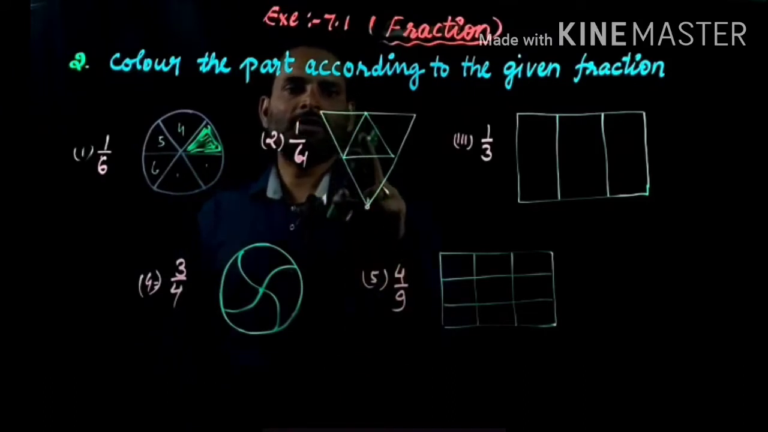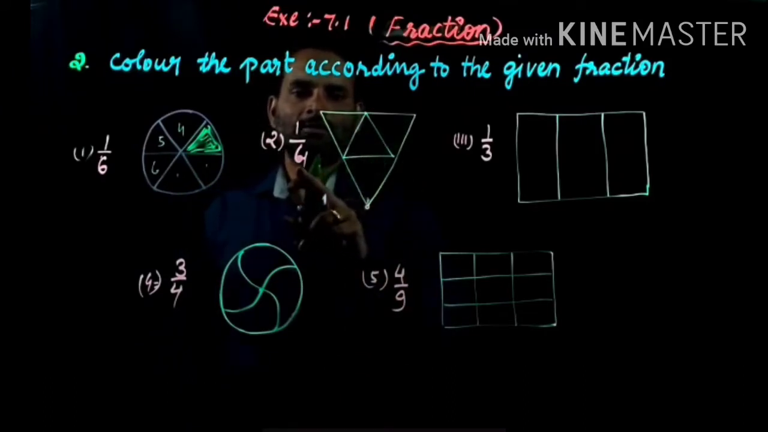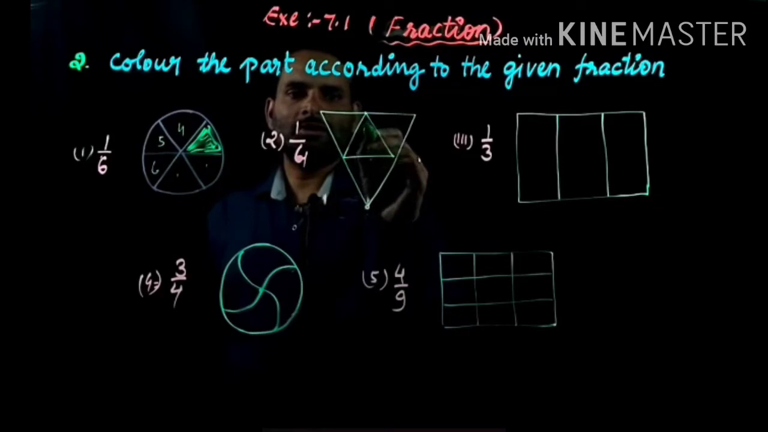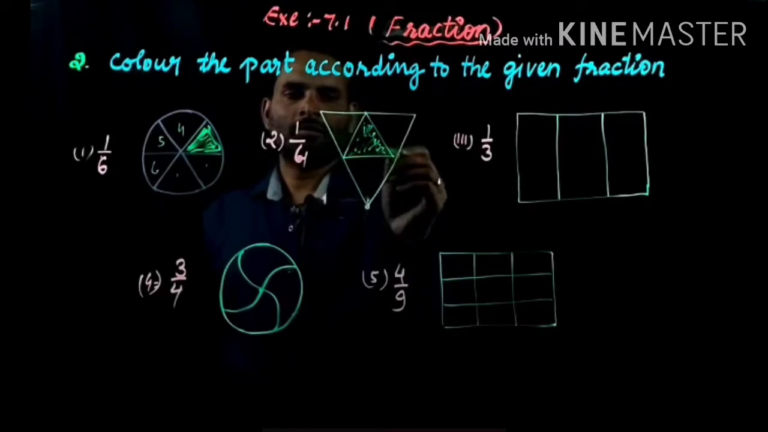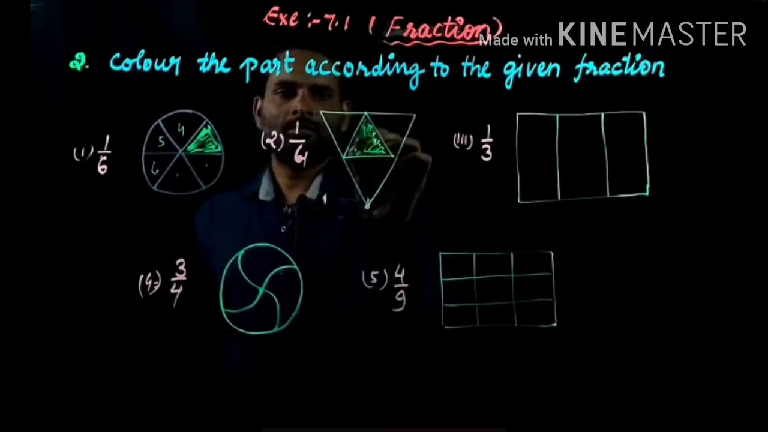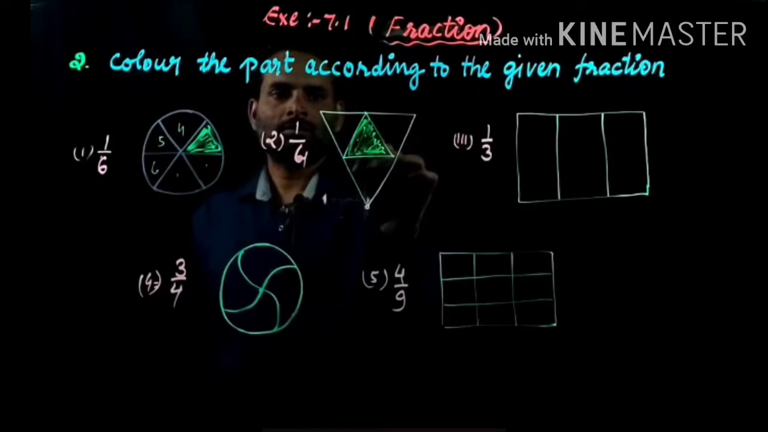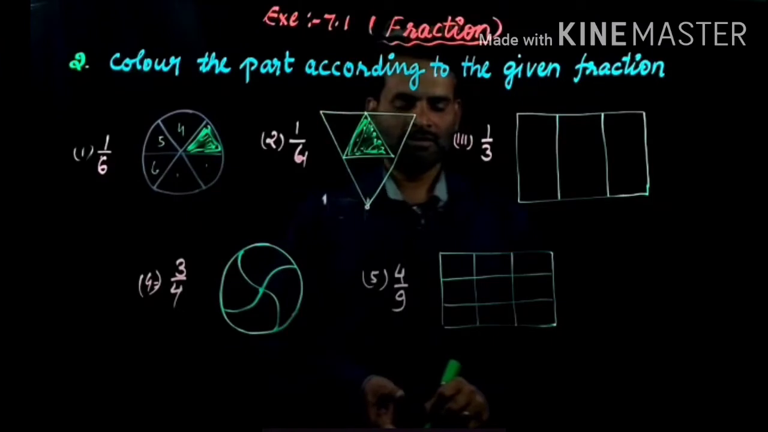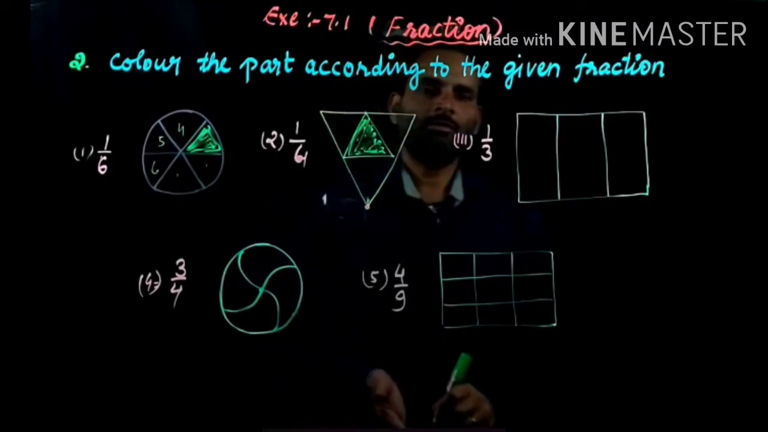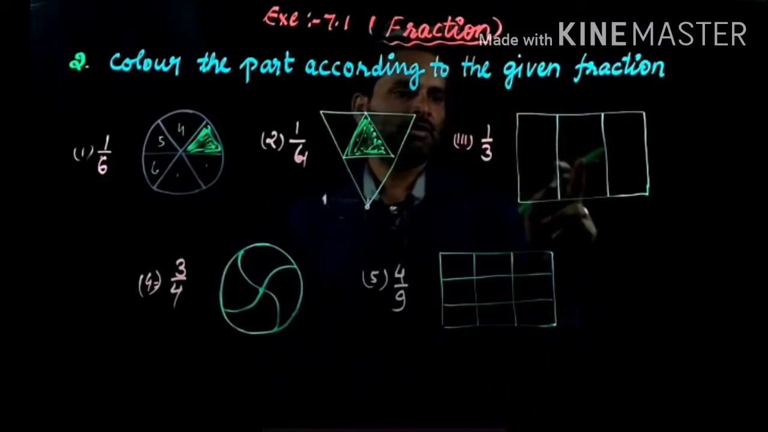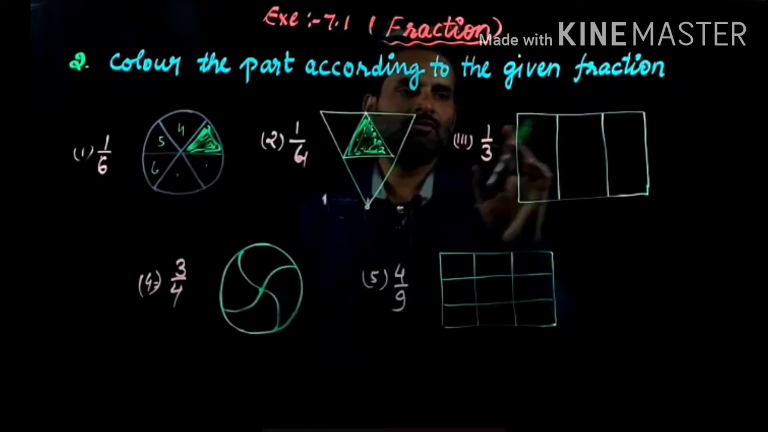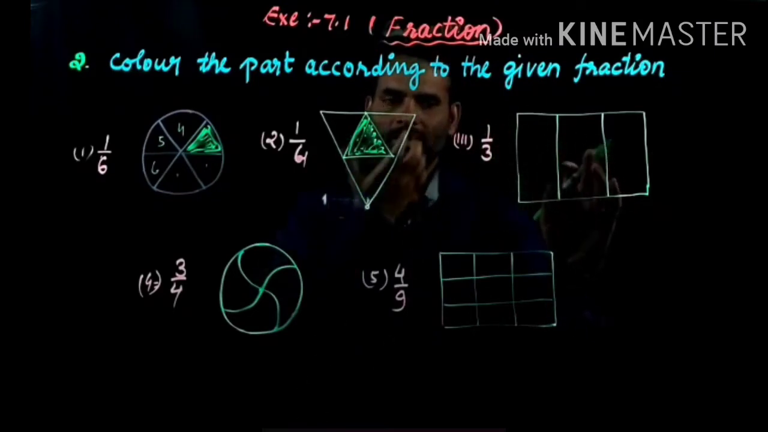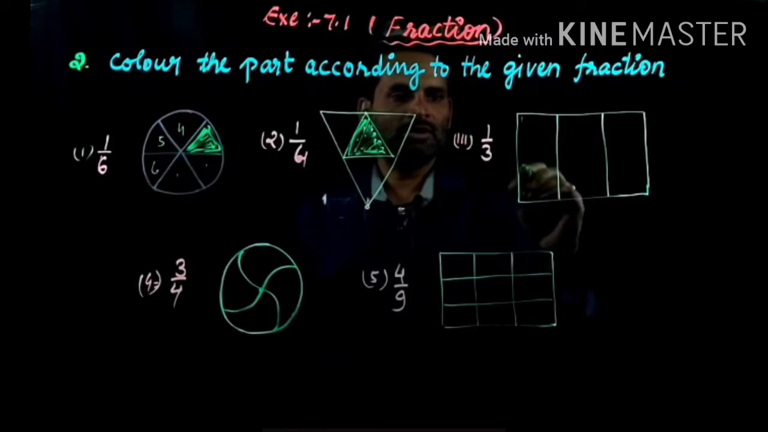Here the total parts are 1, 2, 3, 4, and any one part will be filled. Fill the center part. Okay, next is 1 upon 3. 1 upon 3 means 1, 2, 3 parts, and only one part, any one part, you fill. The fraction is 1 upon 3.